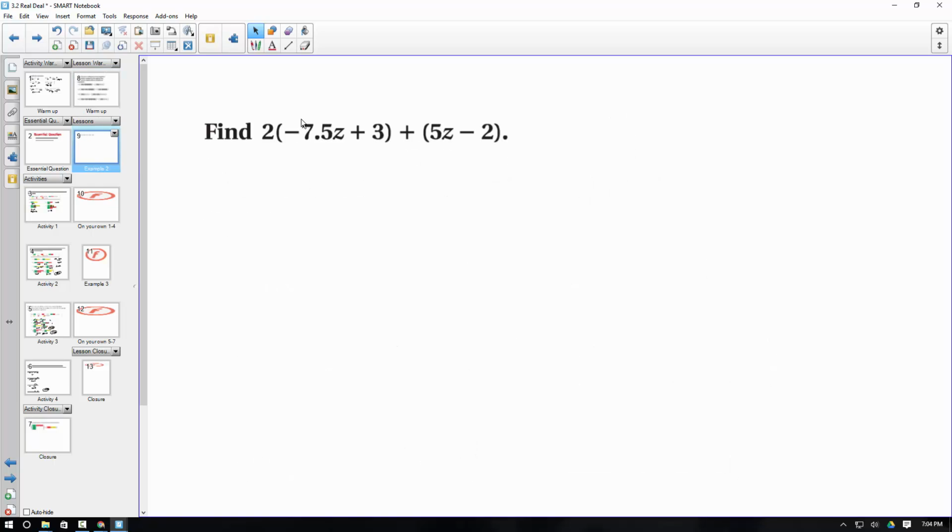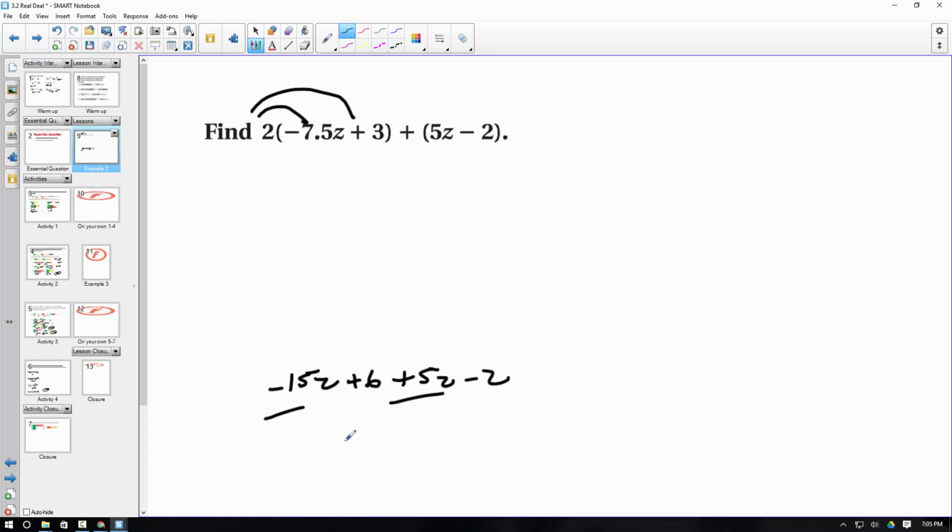So then we're going to go through and try to do a few more of these. So I have to pretty much apply this across. So this would become negative 15z plus 6. So I'll write this down. I'll say negative 15z. Can I apply this here? And then 2 times 3 is plus 6. And then plus 5z minus 2. So I combine the terms together, and I have negative 10z. This here is plus 4.